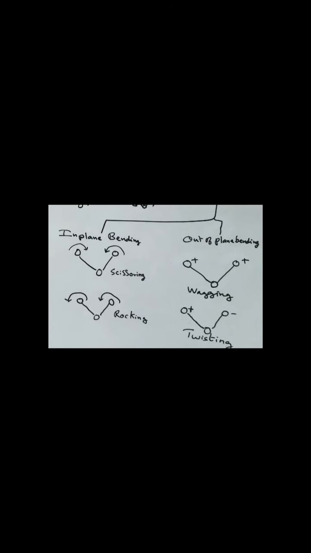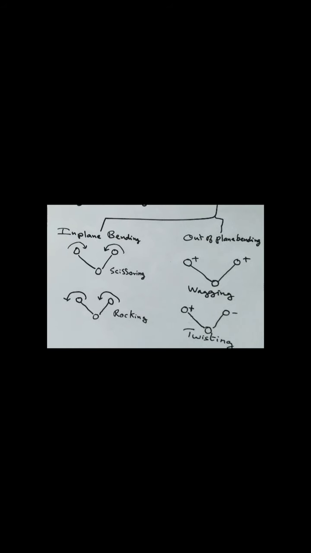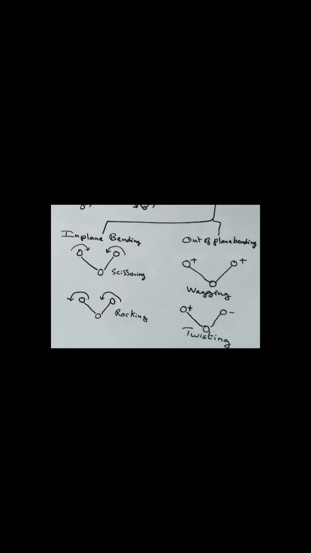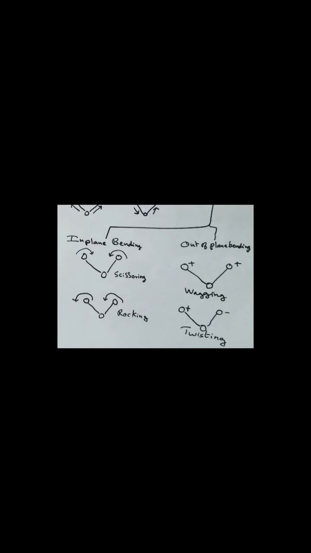And if one goes up and another one goes down, and then the other one goes down and the first one comes up, then such a vibration is called a twisting vibration. So out of plane bending vibration is of two types. First one is wagging and another one is twisting. In twisting vibration, it is just like our dance movement. One part is going up, another part is going down.